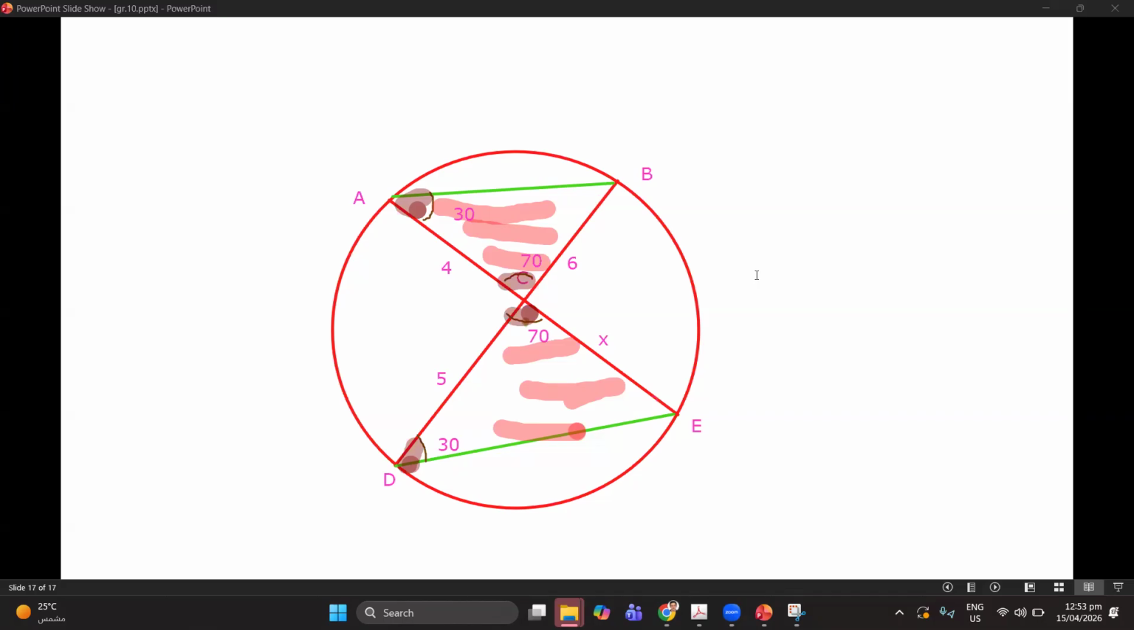Okay, thank you. So now the two triangles ABC and CDE are similar by AA. Did you remember now the similarity ratios? If they are similar, can I say that 6 over x equals 4 over 5?